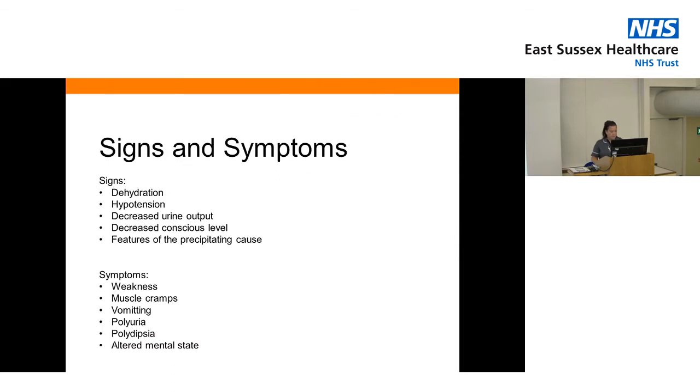So the signs and symptoms of a patient who is in HHS: they'll be dehydrated, hypotensive, with decreased urine output and decreased conscious level, and features of whatever the main cause is. So they might feel weak and experience muscle cramps and vomiting, polyuria and polydipsia, and an altered mental state.